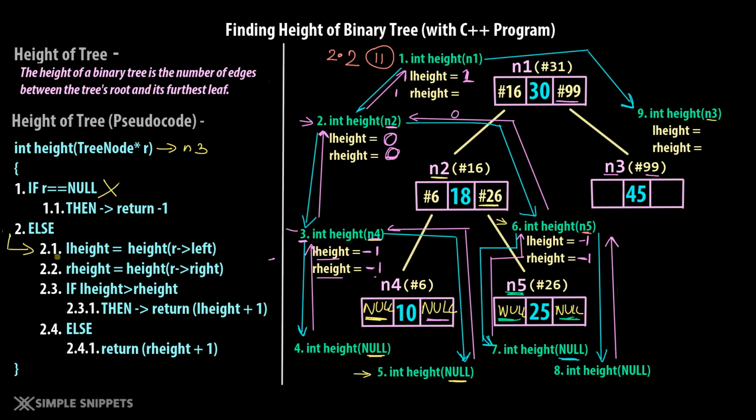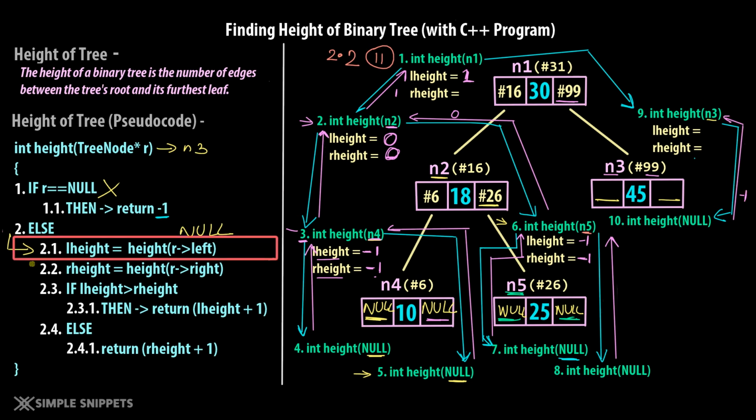You'll directly jump to step 2, that is the else part. In the else part, you'll say 2.1. You're saying L height equals to height function and you're passing the left child. So for n3, because r is n3, do we have anything to the left or right? No. So now you're passing null. So one more function call is given, one more recursive call, and you're passing null. Correct? So 10th function call is given. When you pass null, we know that this function will return -1. So it will return -1 again. And this -1 will be stored in step number 2.1 as the left height for this 9th function call, because this is where you call the height. That is the 10th function call, correct?